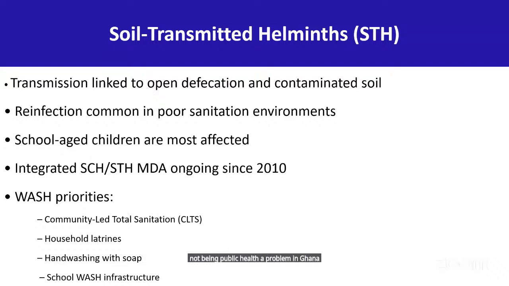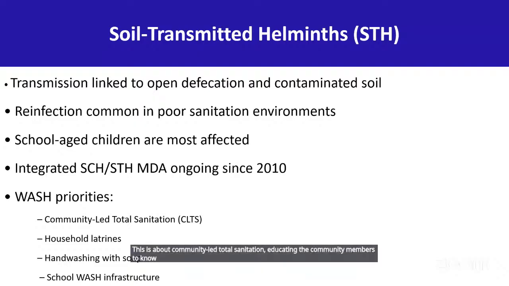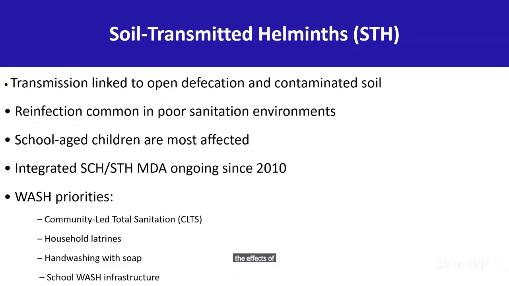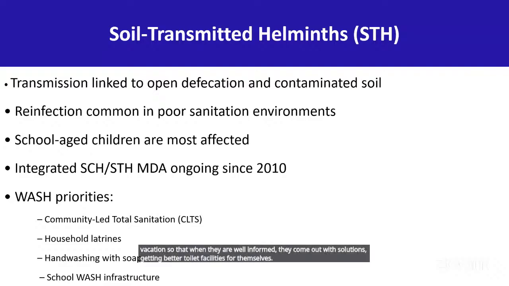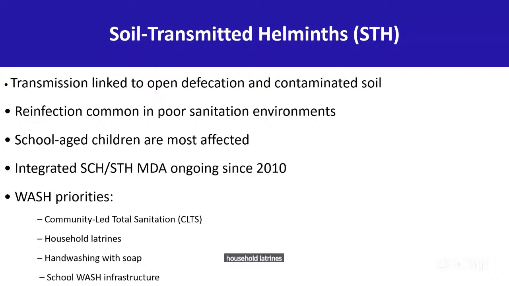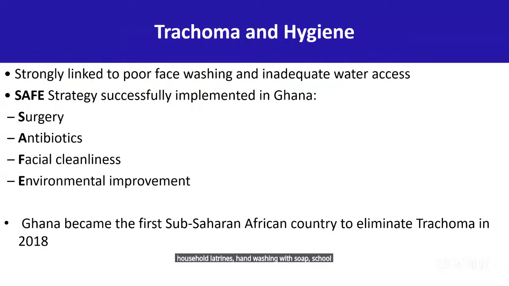So what are the WASH priorities here? This is about community-led total sanitation, educating community members to know the effects of open defecation so that when they are well informed, they come out with solutions, getting better toilet facilities for themselves. Household latrines, hand washing with soap, school WASH infrastructure, and so forth.